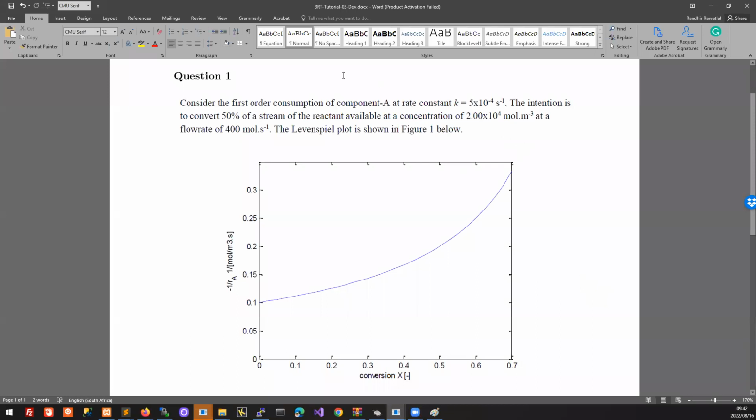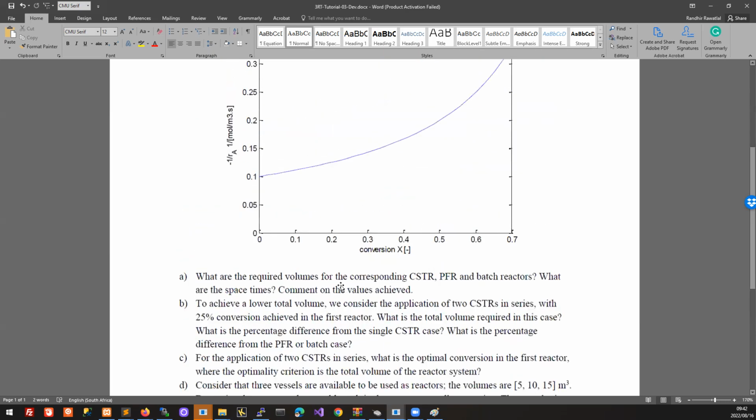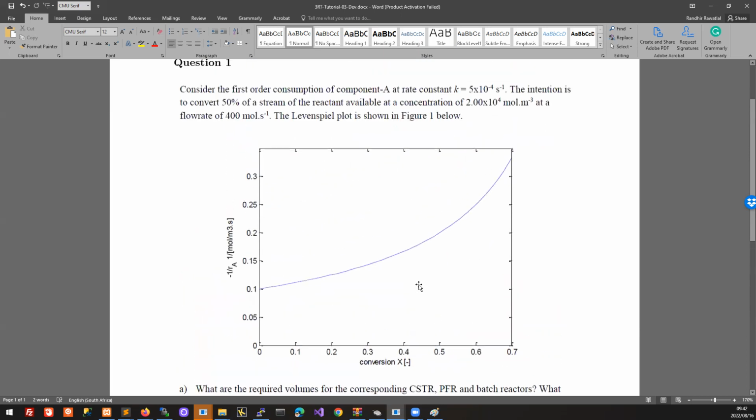So anyway, in this problem, we are told it's first order, and there's the rate constant. Actually, I'm not sure we need it, because when you get a Levenspiel plot, that tells you everything you need to know about the reactor. We'll see if we need this data later. Anyway, the intention is we want to convert 50% of the reactant, which is available at 20,000 moles per cubic meter. And the flow rate is given also. So that's our FA naught, and there's our Levenspiel plot. We want to know the volume of each of the reactor types and the space times and so on.